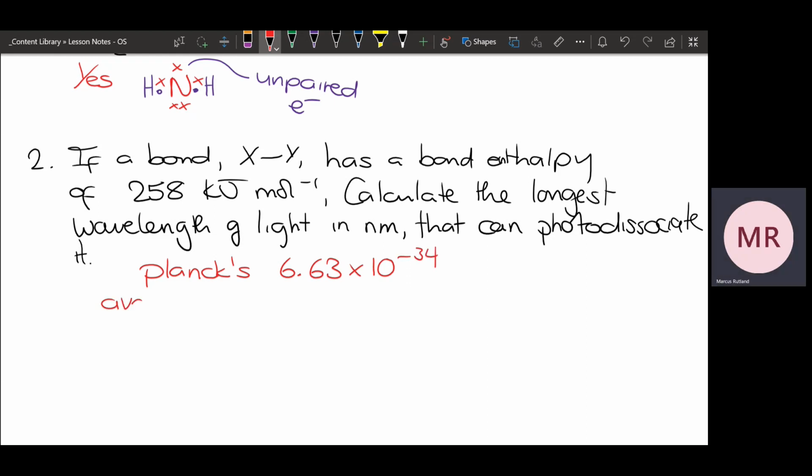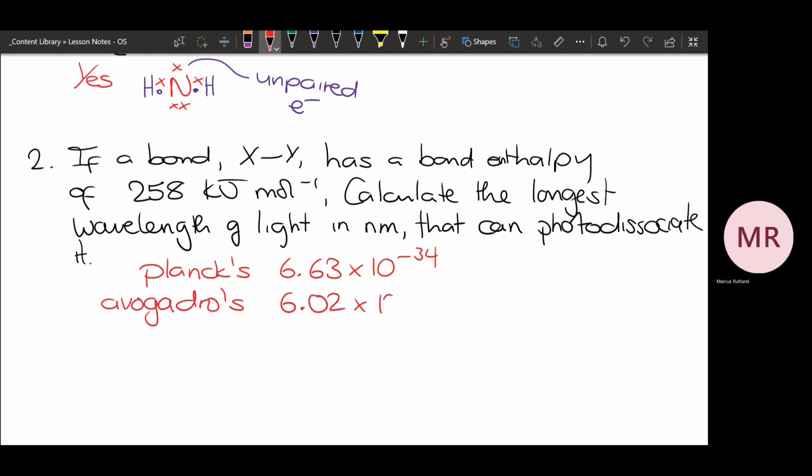And Avogadro's constant, or Avogadro, should say it in Italian accent, really. He was Italian, had a great name. Not just the Avogadro bit. Anyway, so there we go.